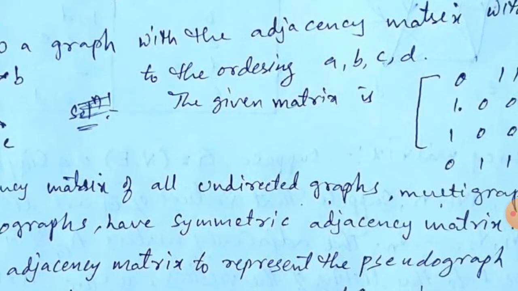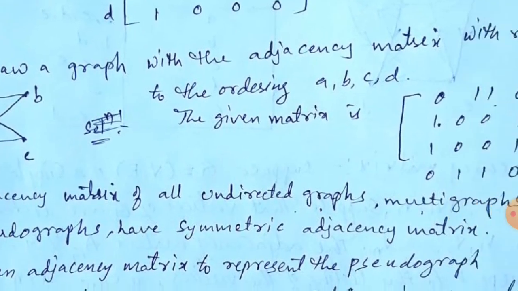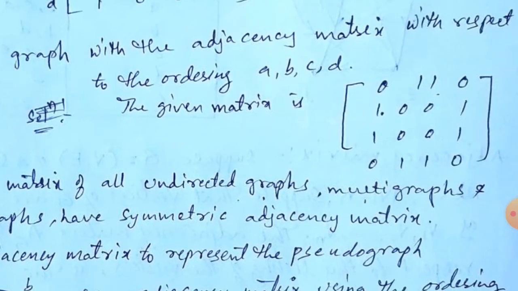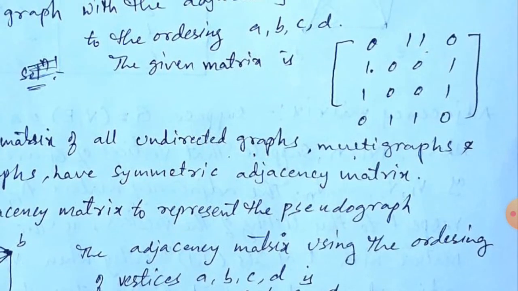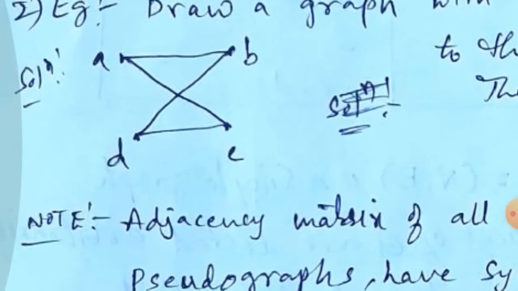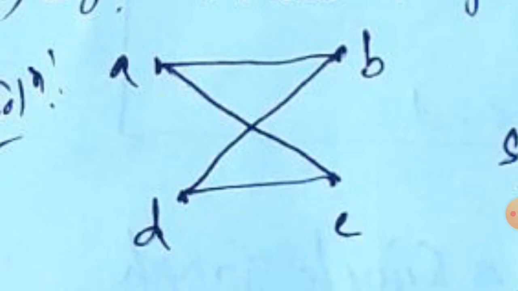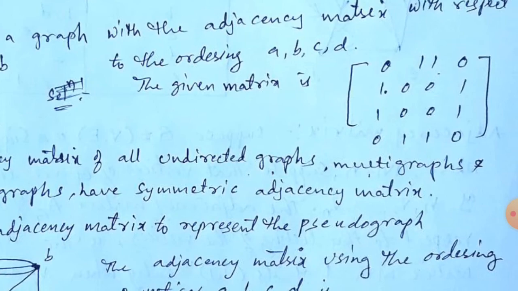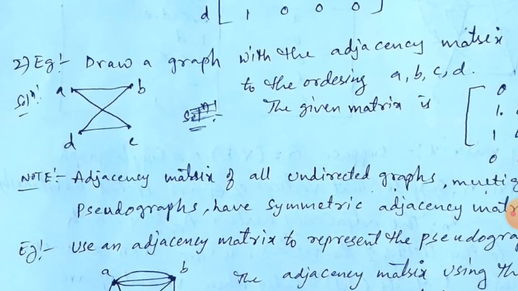So A to B or B to A is the same in an undirected graph, because there is no direction here. A to B is similar to B to A. Similarly, B to B, B to C there is no edge, and B to D there is an edge. You can draw. So draw the remaining elements also. Similarly, now we will get the graph for the particular matrix with the ordering A, B, C, D. So if a graph is given, we can draw the matrix. If a matrix is given, we can draw the graph.